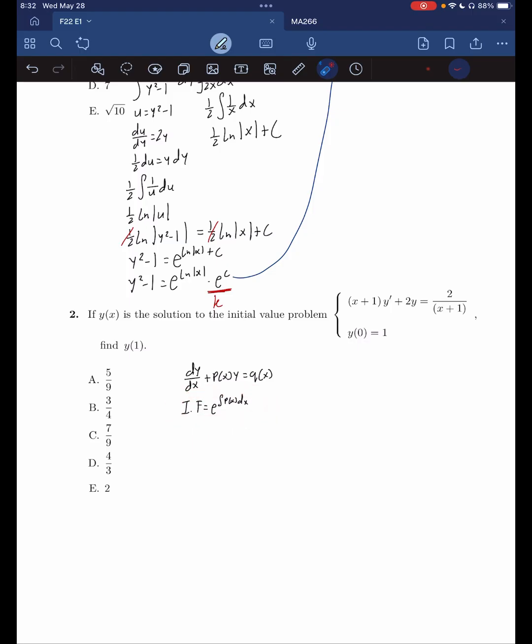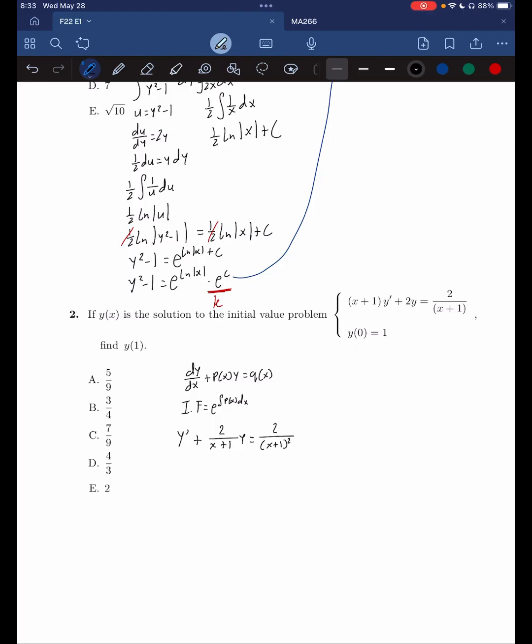One very important thing I want you to notice is that when we look at the general form of an integrating factor ODE, there is nothing attached to our dy dx. Here, something is attached to our dy dx. It's the x plus 1 attached to our y prime. So whenever you see that something is attached, you always want to divide it out. So the form becomes y prime plus 2 over x plus 1 y equals 2 over x plus 1 whole squared. And now, as you can see, everything lines up.